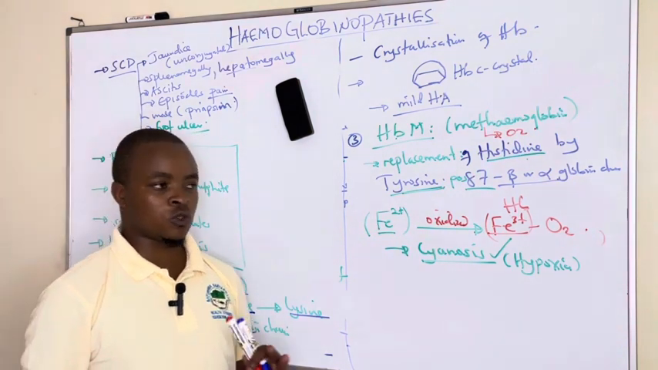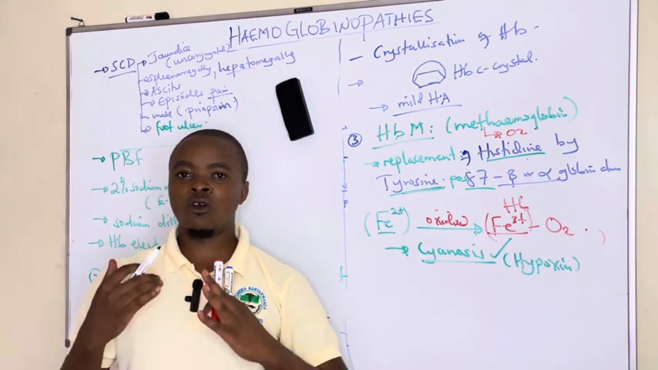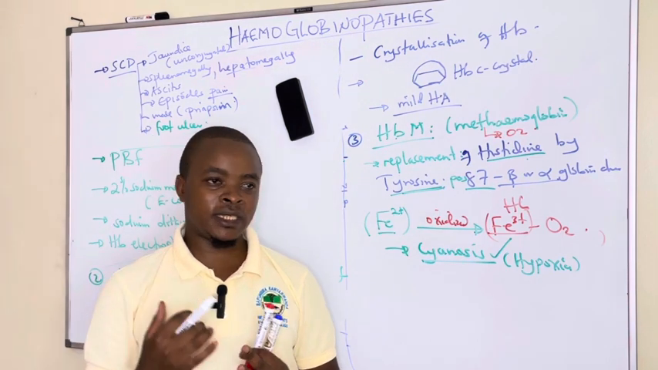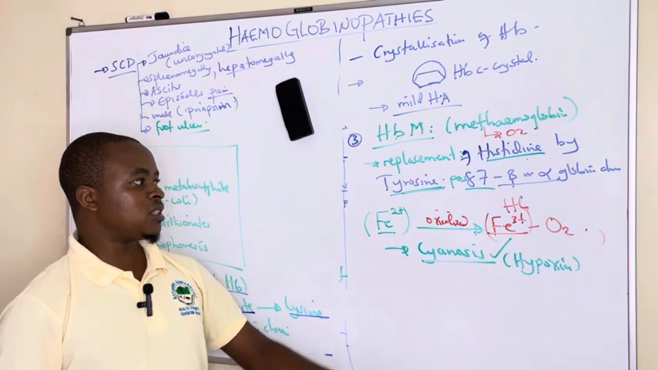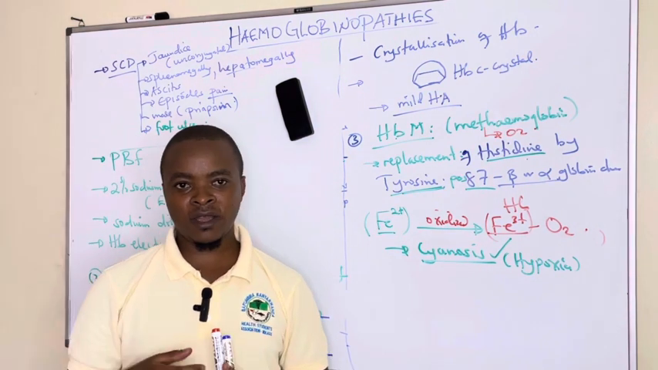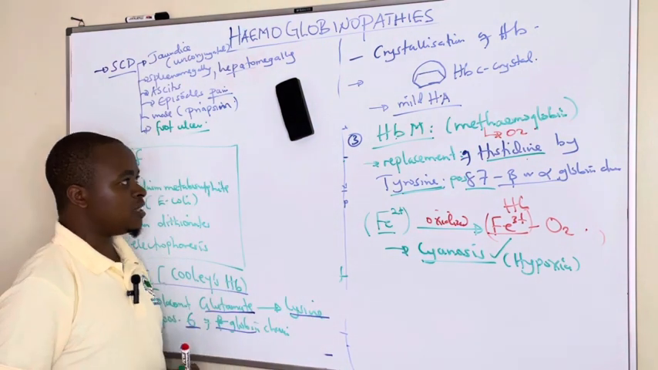Though I have told you it can also be acquired when you are taking oxidant drugs that oxidize the iron 2 to iron 3. So it can also be acquired. So it is both genetical and acquired. That is hemoglobin M disease.